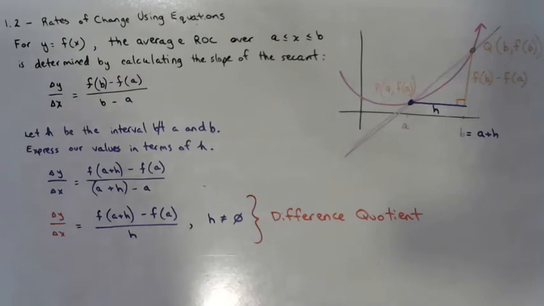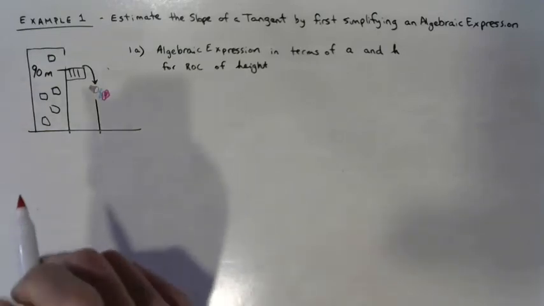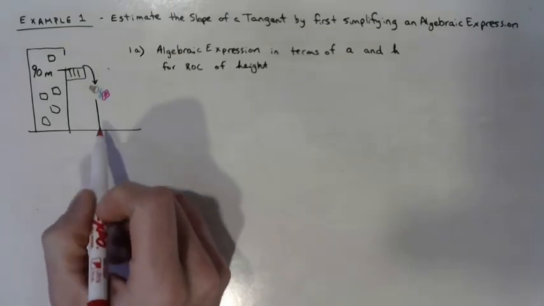All right, let's dive into example 1. We're going to estimate the slope of a tangent by first simplifying an algebraic expression. So we've got Ahmed. He is cleaning the outside of the patio windows at his aunt's apartment, which is located 90 meters above the ground, and he accidentally kicks a flower pot, sending it over the edge of the balcony. And we need to determine an algebraic expression in terms of a and h to represent the average rate of change of the height above ground of the falling flower pot.